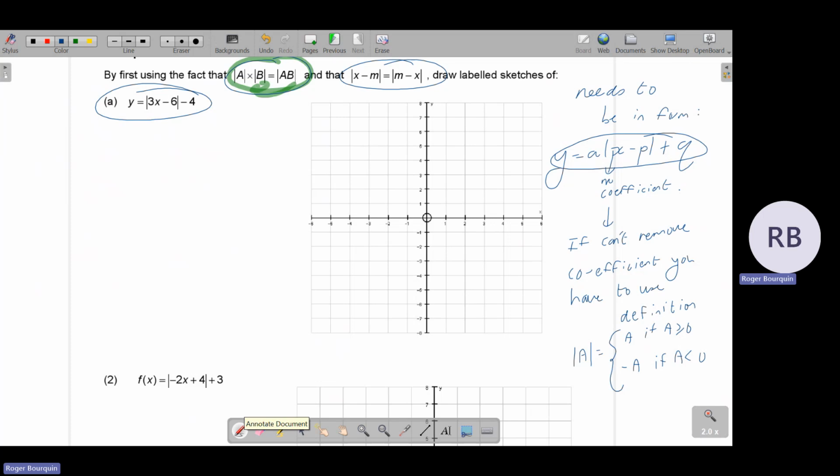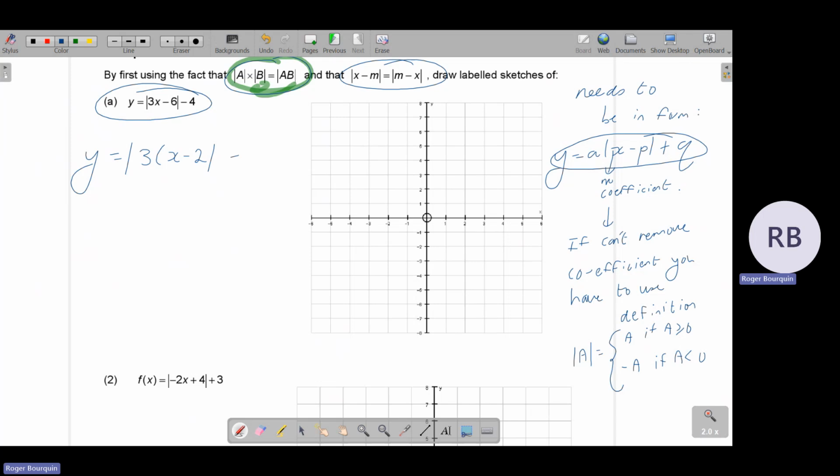Clarification, what I can do. Sorry, I can't divide by 3x. What can I do though? You take out the 3 as a common factor, right? So if you take out 3 from inside here, you get 3 times x minus 2, right?